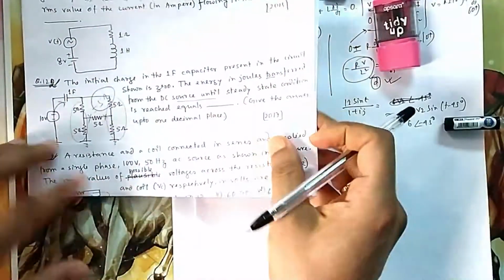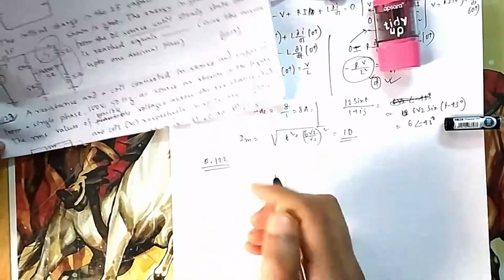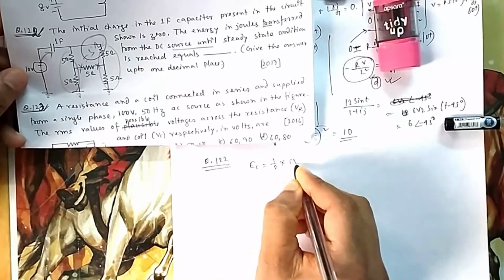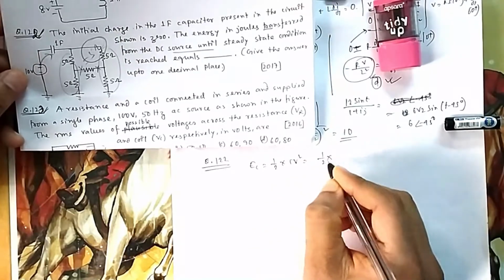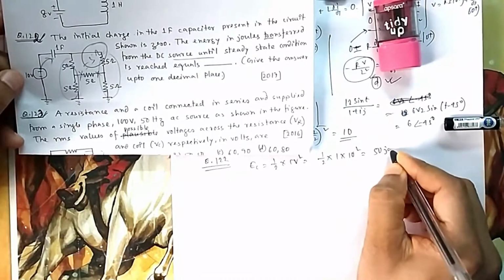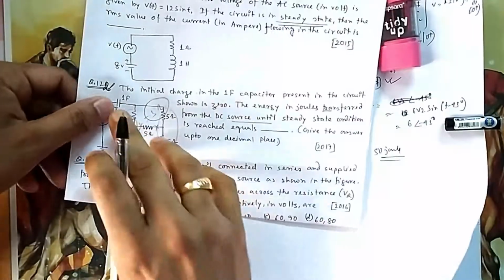Okay. So if it is 10 volt, then what is the energy stored by the capacitor? The energy in the capacitor is equal to half CV squared. So half into C, which is 1, and V is 10 squared. So it is 50 joule. 50 joule is the energy stored by the capacitor.